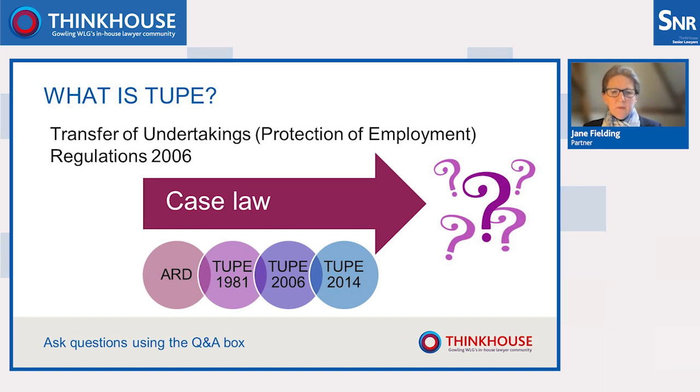So where does it come from? Well, it comes from Europe, which will be important, as we'll see in a minute. It was the Acquired Rights Directive in 1977 that brought it in. We first started grappling with it in the UK in 1981. It was overhauled in 2006. And again, we had some changes in 2014, but the underlying regulations that we use are still the 2006 ones.